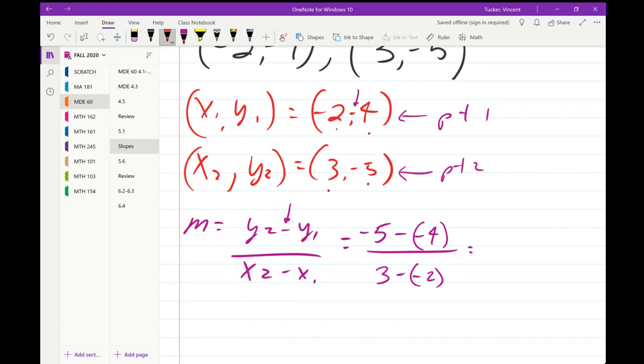All right, so be careful. A negative to a negative is positive. So it's -5 plus 4, 3 plus 2. So on top, there's -1. On bottom, that is 5. So it's -1/5.